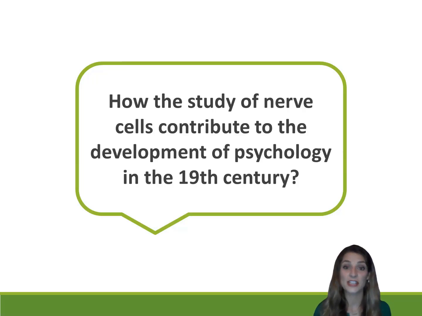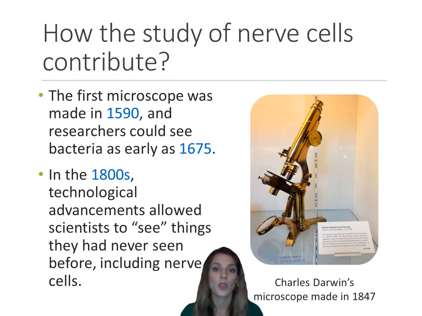Now that we've learned about decapitation studies and the animal studies, let's take a look at the nerve cell studies that were conducted in the 1800s and 1900s. The first microscope was invented in 1590 by a father-son duo, and researchers could see bacteria as early as 1675. Over the next 200 years, it would go through several revisions.